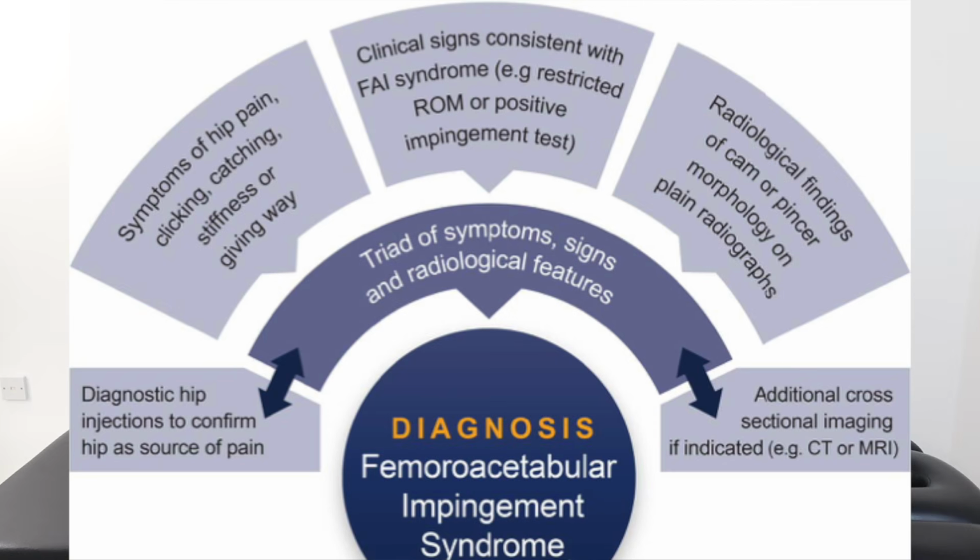In summary, remember that FAI is not diagnosed by an X-ray, but instead by three categories of presentation: the reported symptoms, clinical signs from testing, and of course the X-ray or other imaging findings. The course aims to clarify the current uncertainties surrounding hip impingement and provide strategies to manage femoroacetabular impingement effectively.